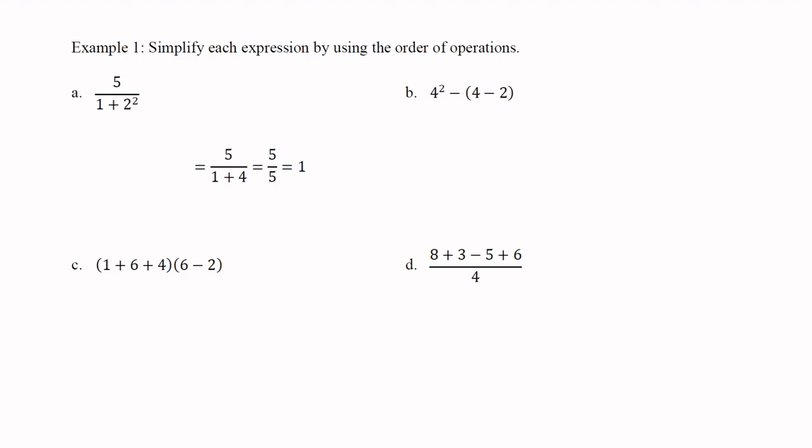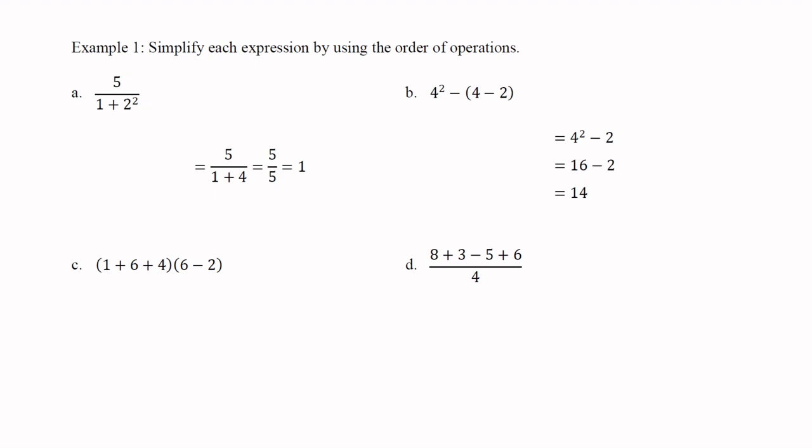Now moving on to B, we have 4 squared minus, in parentheses, 4 minus 2. So we are going to perform the parentheses first. 4 minus 2 gives us 2. Then we will take our power, 4 squared, which gives us 16. And then finally, 16 minus 2 gives us 14.